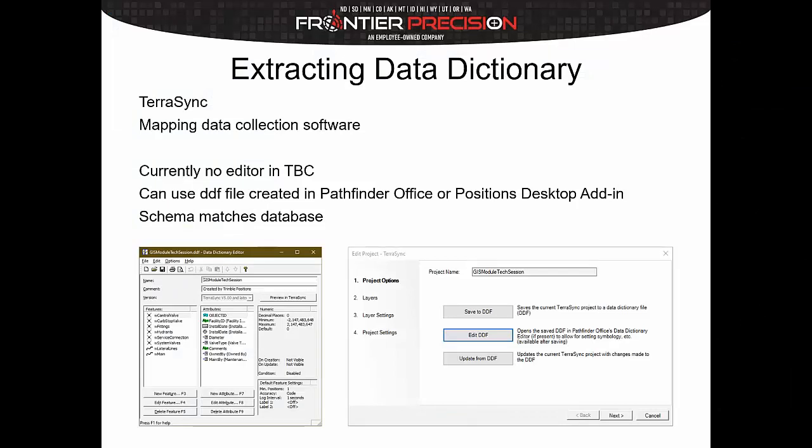This next section is geared towards the GIS users that want to process their TerraSync SSF files within TBC. So those of you unfamiliar with TerraSync, it's the mapping data collection software, so similar to Access, but on the mapping side. So currently there's no data dictionary editor in TBC, so you are unable to create a data dictionary like you are the FXL for Access in TBC. So the way you can access or create those is through Pathfinder Office or Positions Desktop add-in. You can use existing ones as long as they match the schema of the database.